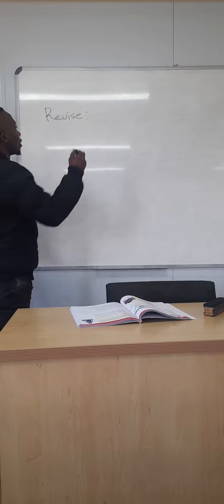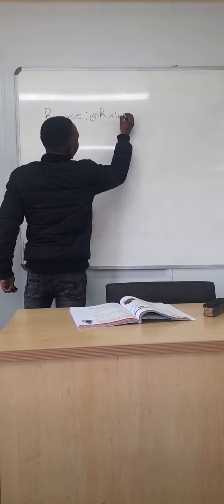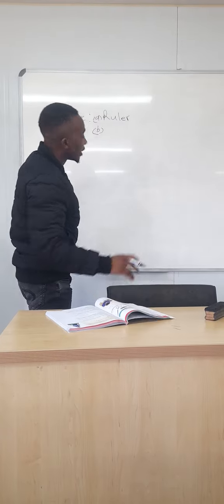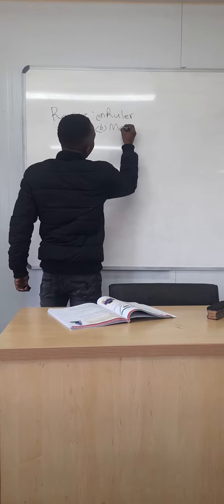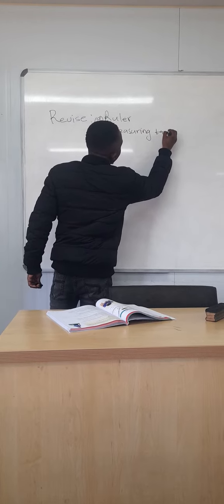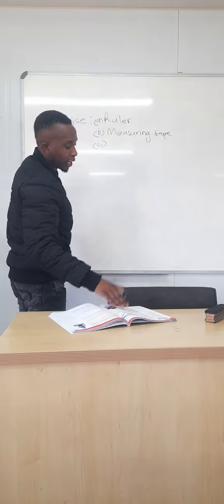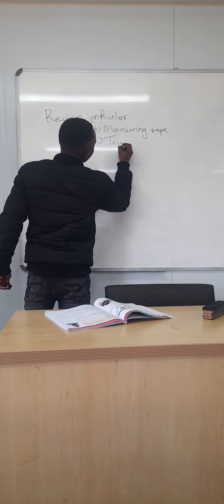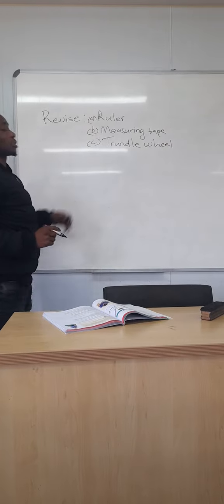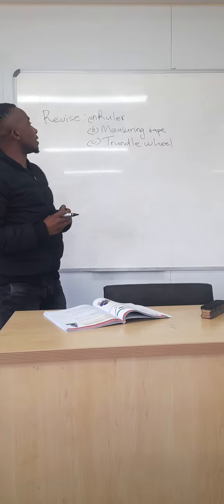So we've used a ruler, and a measuring tape, and a triangular wheel. So this is what we've used to measure a distance. We say you can use this instrument to measure a distance.